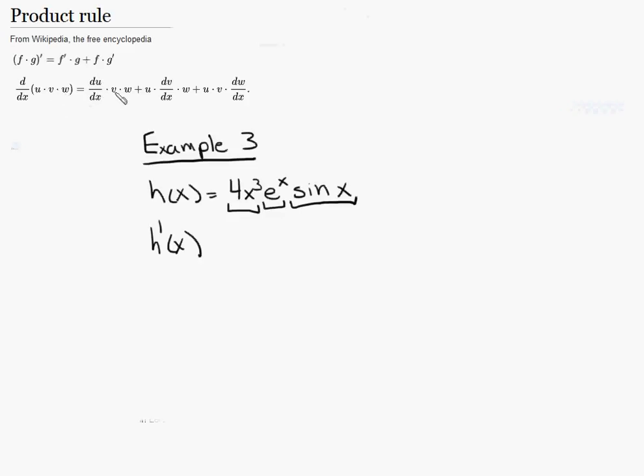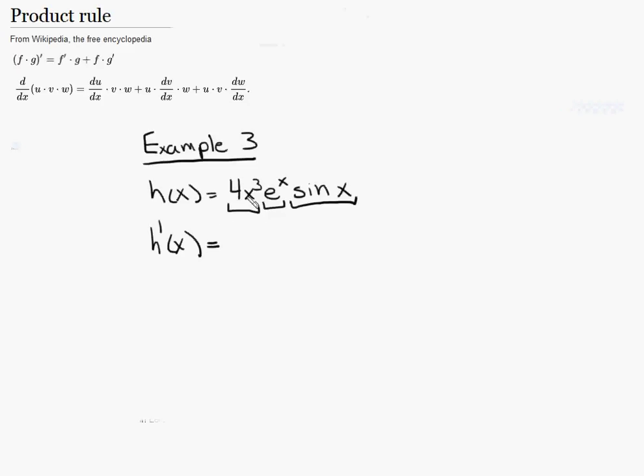You take the derivative of the first function, multiply it by the second two, then you leave the first function, take the derivative of the second function, multiply it by the third function, multiply the first function by the second function, and the derivative of the third function. So we're going to do that in an example right here.